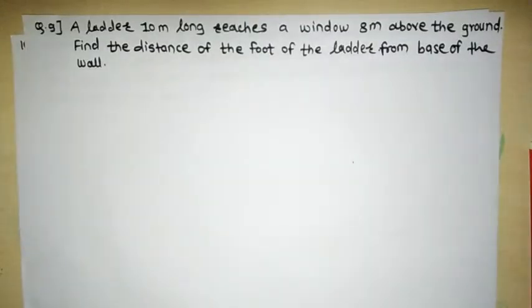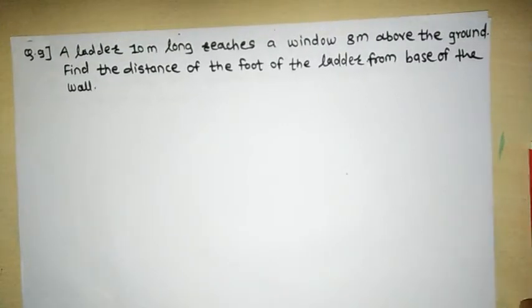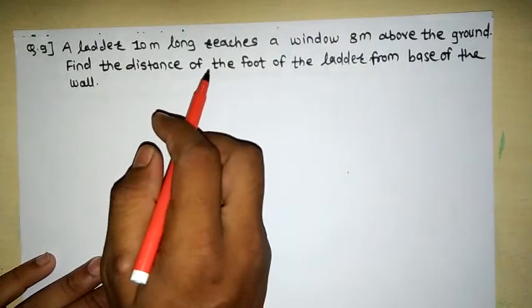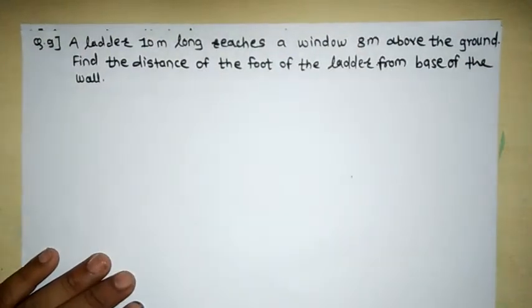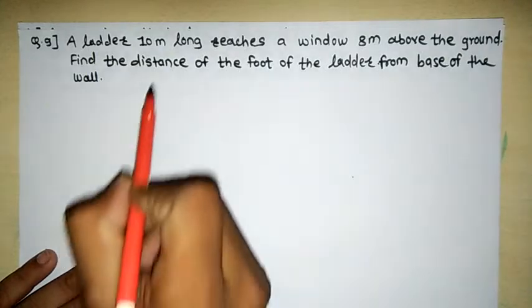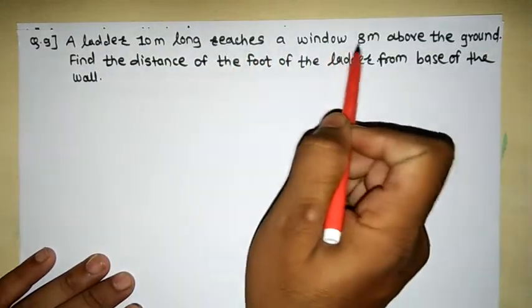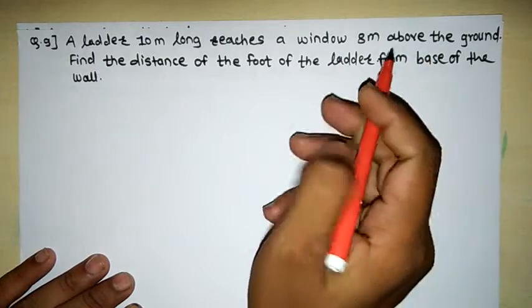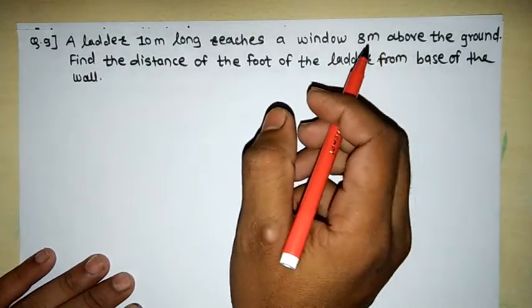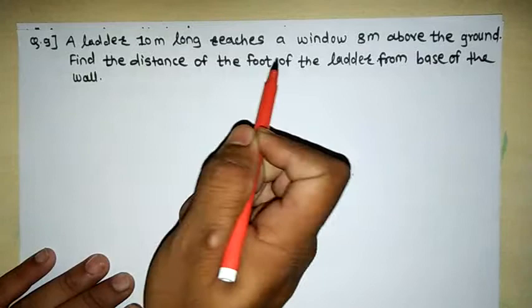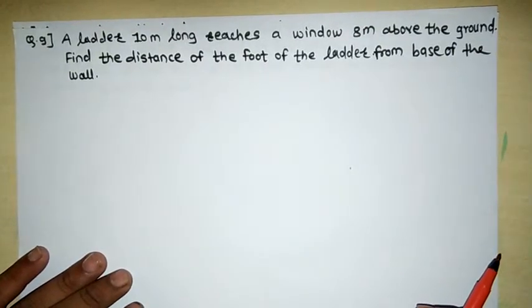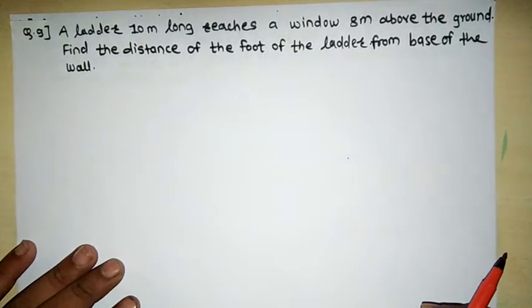Now we will see question number 9. In question number 9, what is given here? There is a ladder 10 meter long. A ladder 10 meter long reaches a window 8 meter above the ground. Find the distance of the foot of the ladder from the base of the wall. We have to find this distance.